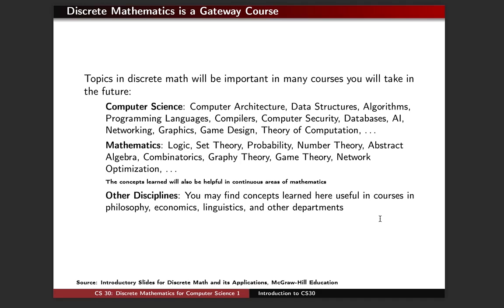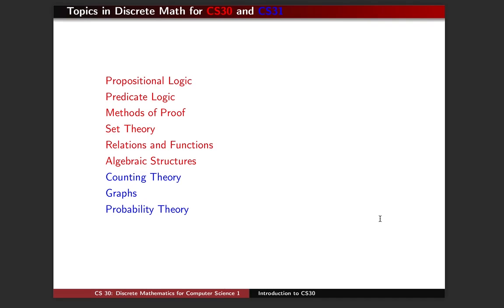But in order to understand the solutions, you first have to understand the quote unquote language by which the problems and solutions are written. And a course on discrete math gives you a starter. So, what are the topics that we will cover in CS30 and CS31? Listed here are the main topics, both in CS30 and in CS31.